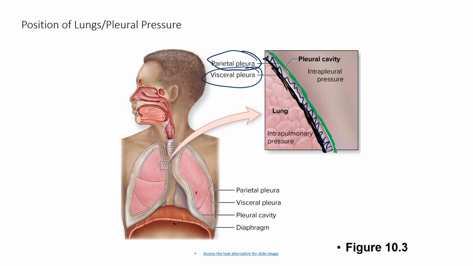The space that exists between the visceral and parietal pleura is referred to as the pleural cavity instead of serous cavity, and the fluid that is in there is referred to as the pleural fluid instead of serous fluid. It's all exactly the same thing. It's just that these are serous membranes that are specific to the lungs. So we use a term that is pleural or pleura instead of serous or serosa.